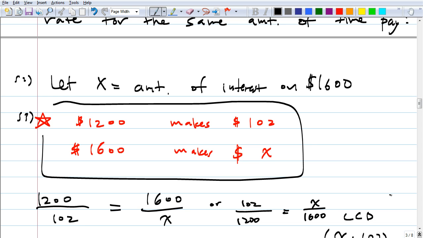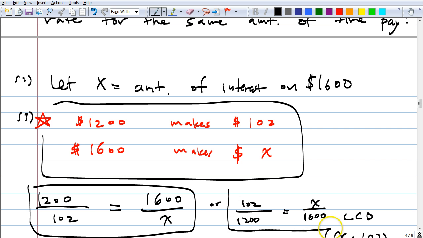And some of you are asking, well, which one do I write? Do I write the one on the left, where you have the 1,200 and the 1,600 on the top, or does it matter? No, it does not matter. Whichever way. Well, yes, it does. Okay, that's a very good point.